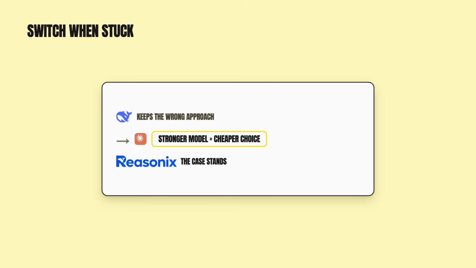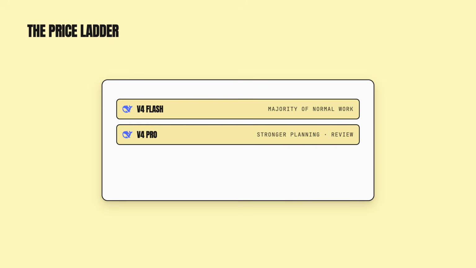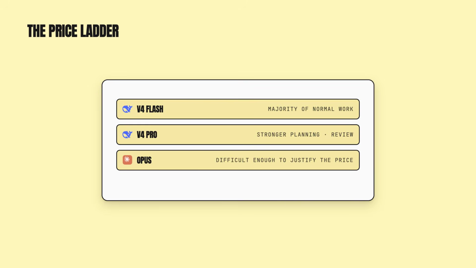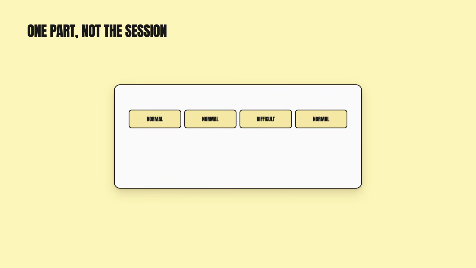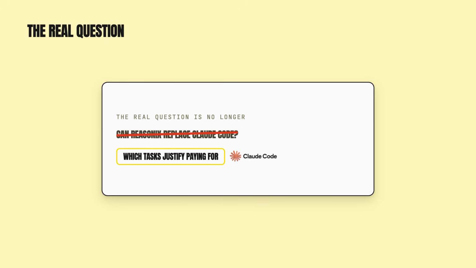But this does not weaken the case for Reasonix. It makes the best way to use it clearer. Use V4 Flash for the majority of normal work. Use V4 Pro when you need stronger planning or review. And move to Opus when the problem is difficult enough to justify the price. You do not need to pay the premium price for the entire session just because one part of the task is difficult. So the real question is no longer whether Reasonix can replace Claude Code at all. It is which tasks still justify paying for Claude.